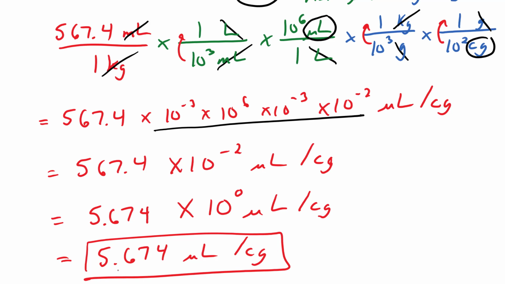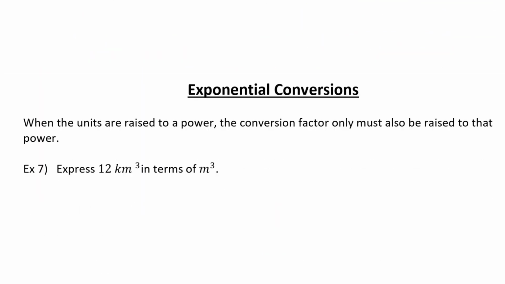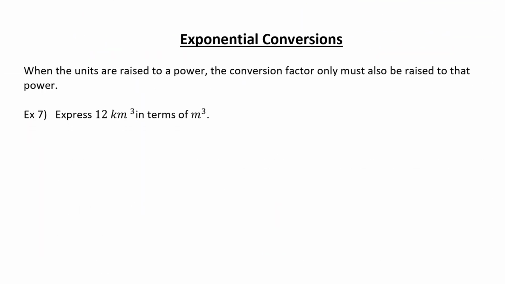As you can see with rate conversions, you have units in the numerator and in the denominator. Be careful when you create your conversion factors that you put it in the right location, whether it be numerator or denominator, so that they properly cancel out. In this lecture, we're also going to talk about exponential conversions. How do we convert values that have an exponential unit to it? Let's look at that now.